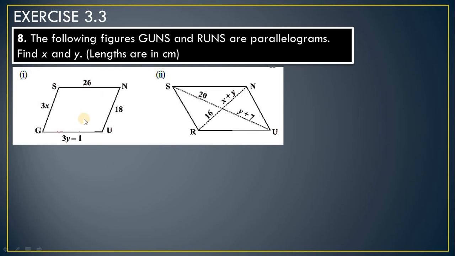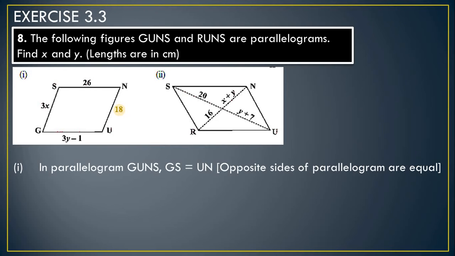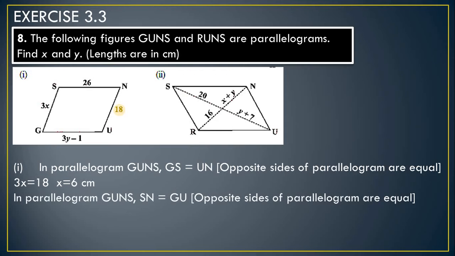In a parallelogram opposite sides are the same, so 3y minus 1 should be equal to 26, and these two sides are the same, so 3x equal to 18. As the opposite sides are equal, 3x equals 18, so x equals 6 centimeter, because the length is in centimeter. Next, 3y minus 1 is 26, because these are the opposite sides, they are equal.